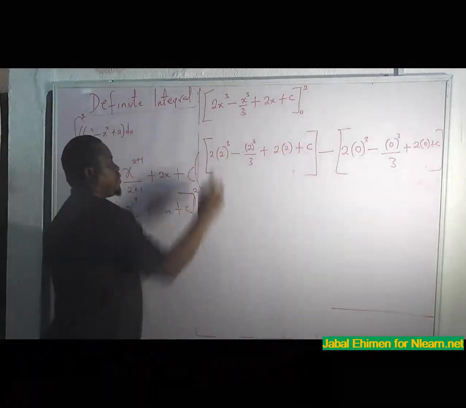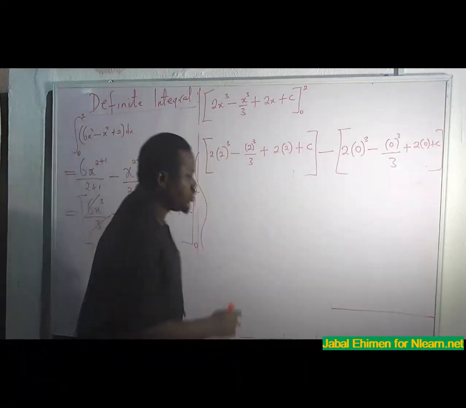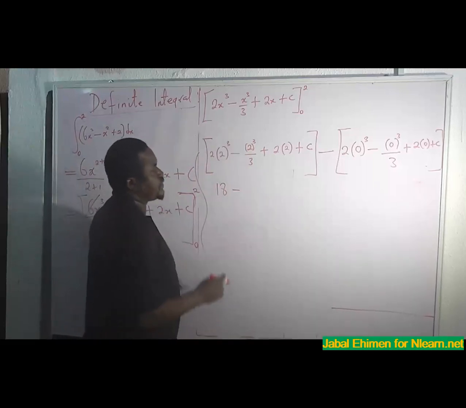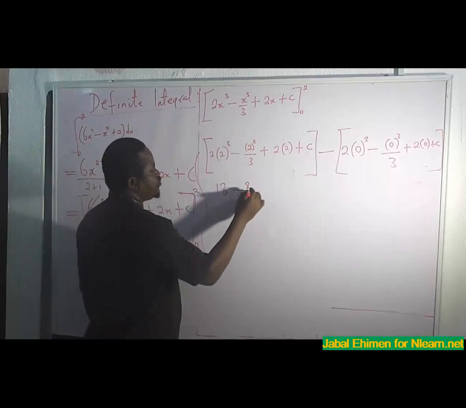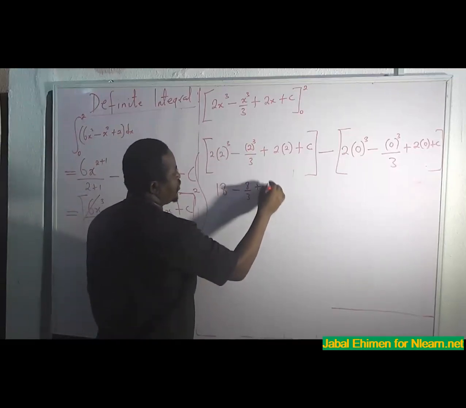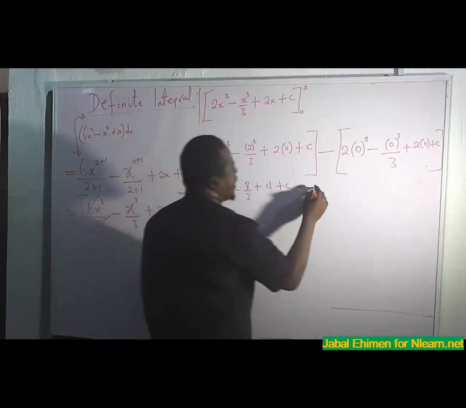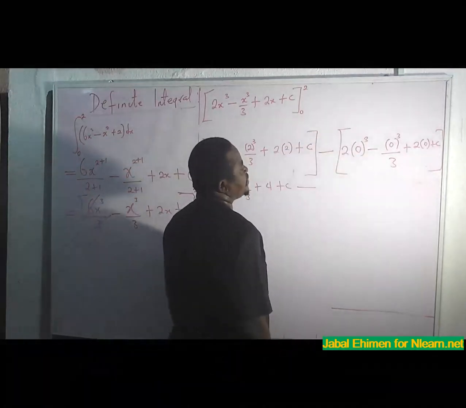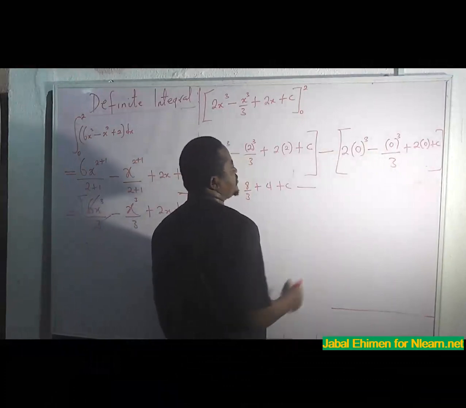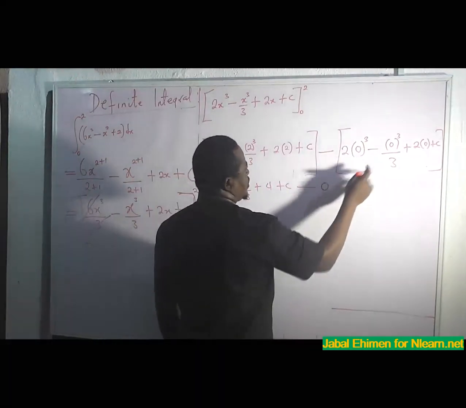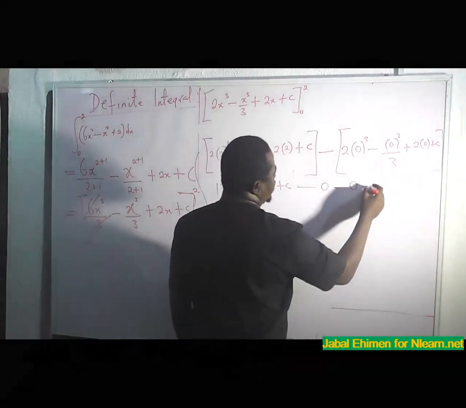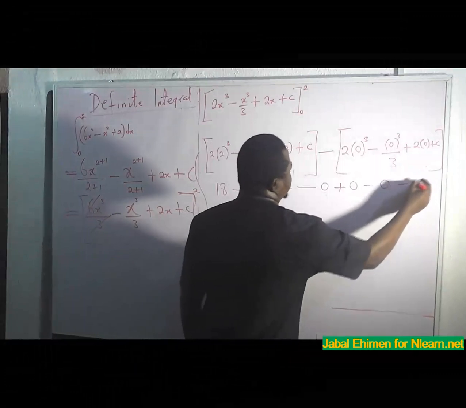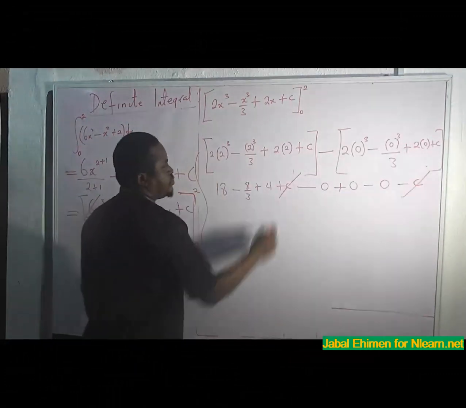Now from here, 2 raised to power 3 surely will be 8. 8 times 2, that's 16. Minus. 2 raised to power 3 is 8. That will be 8 over 3. That is 4 plus C. Now minus. Everything here is 0. 0 raised to power 3 is 0. 2 times 0 is 0. So we have minus 0, minus 0, minus 0. So this is plus 0. And we have minus C. So minus C plus C.